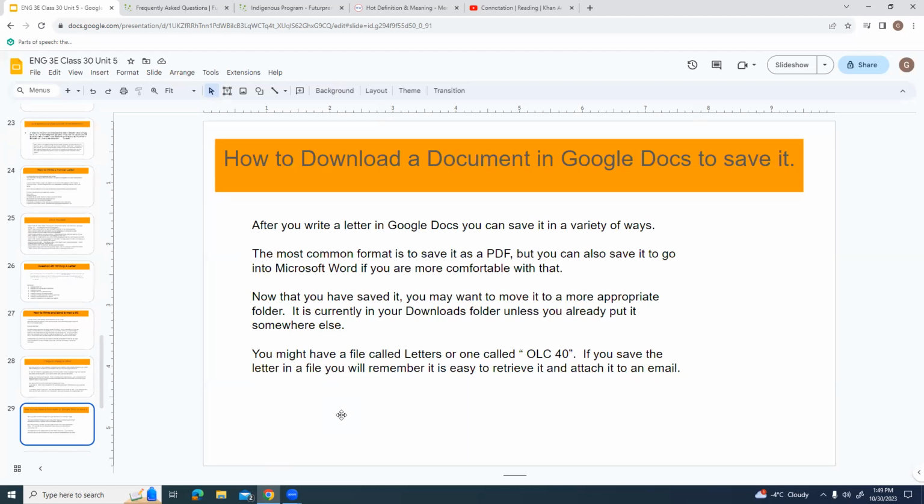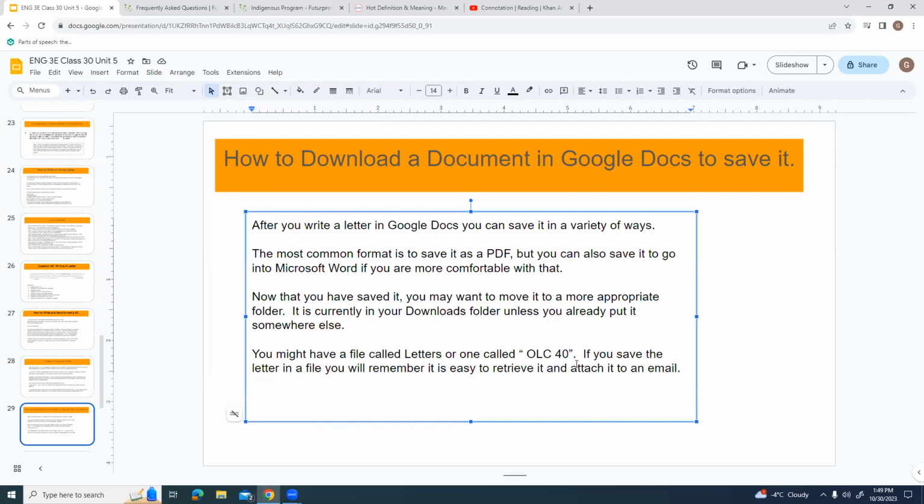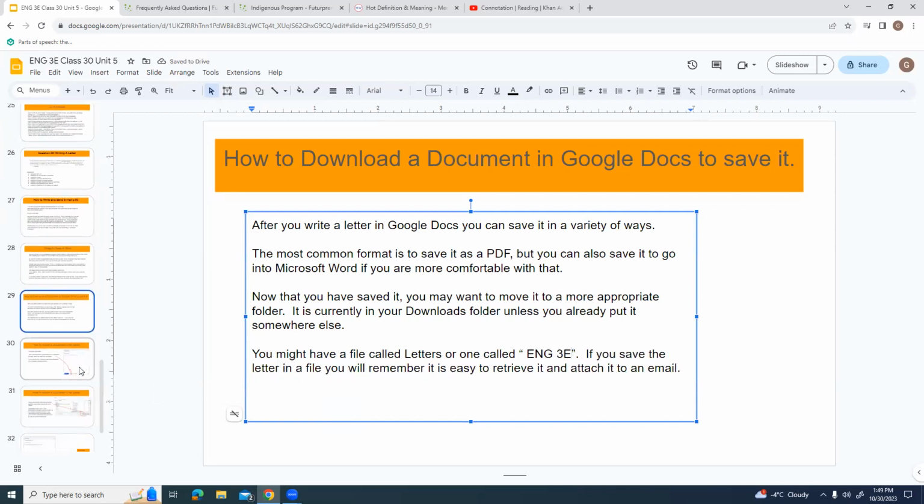You might have a file called letters, or maybe you've got one called OLC. Oh, it's not OLC 40, ENG3E. If you save the letter in a file you remember, it is easy to retrieve it and attach to an email. I'm sorry, I, again, teach multiple courses here. Sorry, I thought I fixed that.